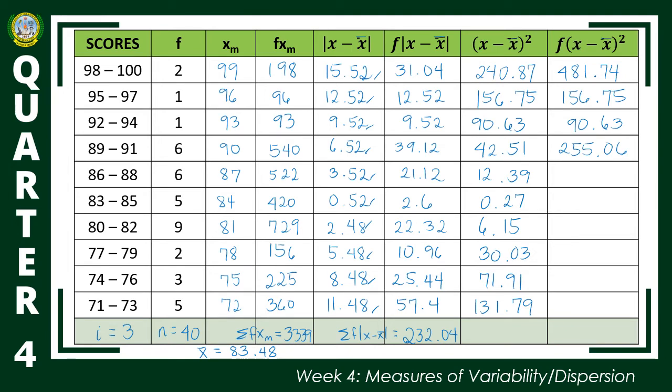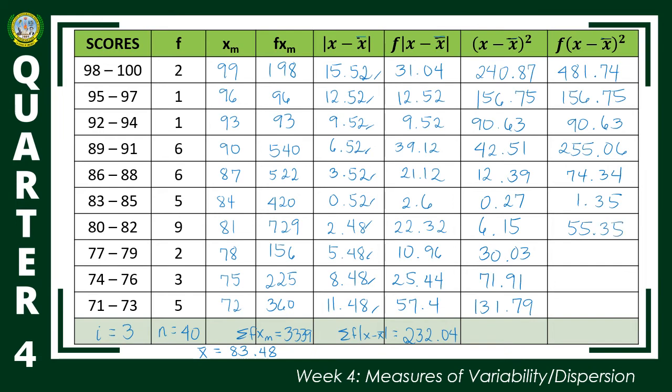Next is 6 times 12.39. 12.39, that's equal to 74.34. Next is 5 times 0.27. And the answer is 1.35. Next is 9 times 6.15. Yeah, we will get 55.35.